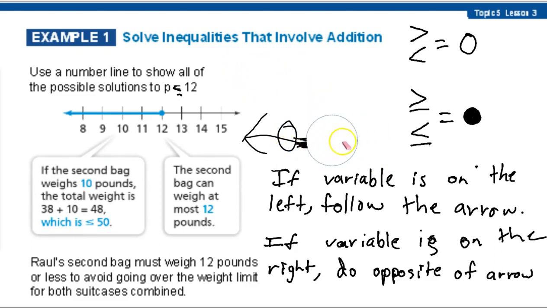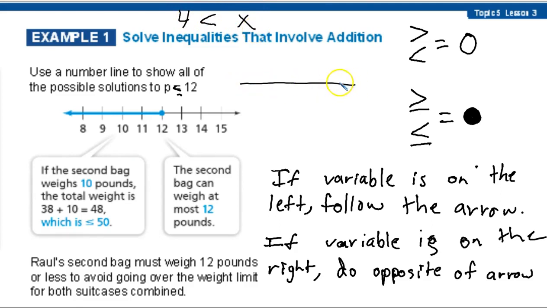So that means if the variable is on the left, just follow the way the sign is pointing. But if the variable is on the right, do the opposite. So if I have 4 is less than x, the variable is on the right side. On my number line, I'd go to 4, put my circle around the 4. The sign is pointing to the left, but my variable is on the right, so it's going to be the opposite of where the sign is pointing.